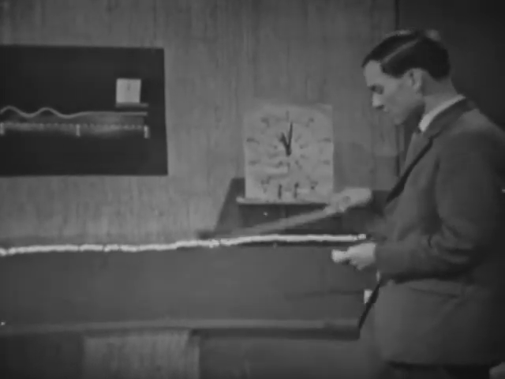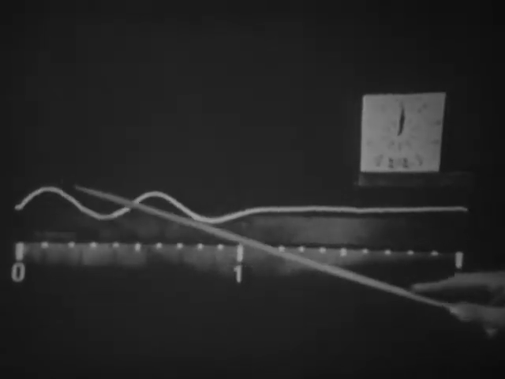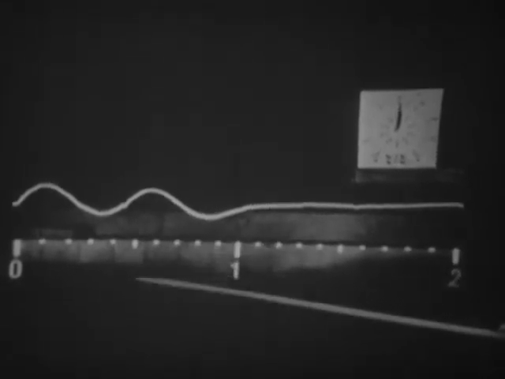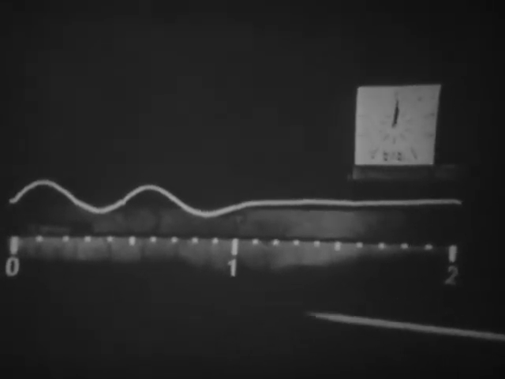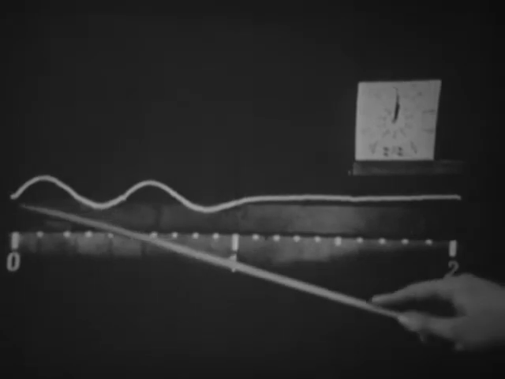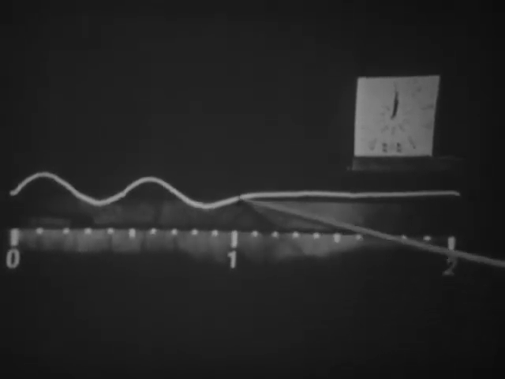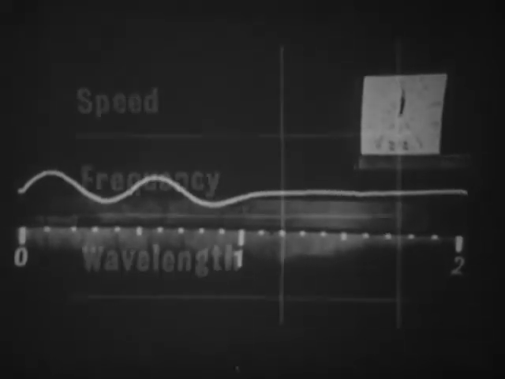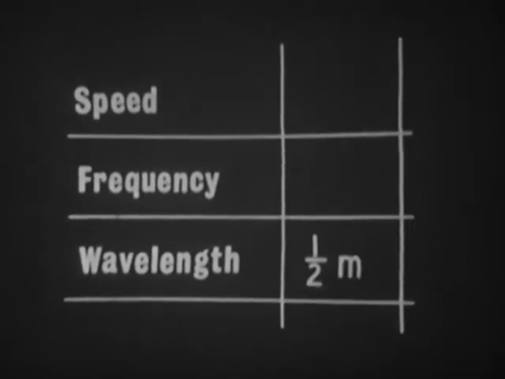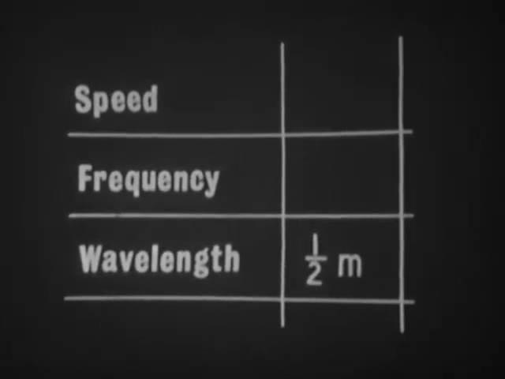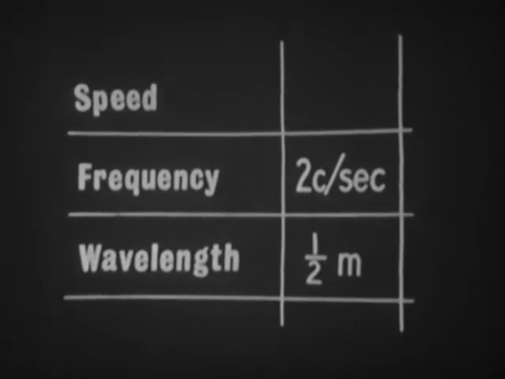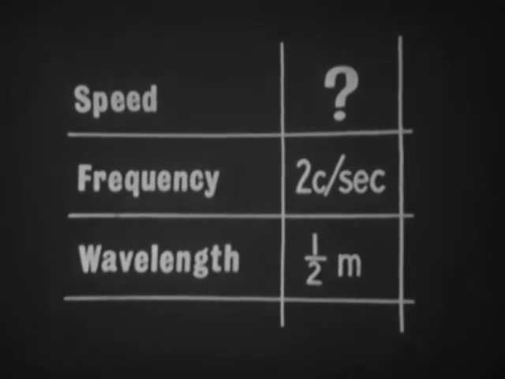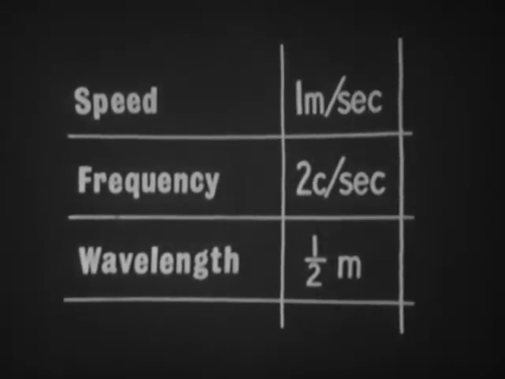Now, first, wavelength. One wave is about 50 centimeters long. That's half a meter. And now at frequency, in 1 second, we have 1, 2 cycles. So the frequency is 2 cycles per second. Here is the information. Wavelength, half a meter. Frequency, 2 cycles per second. Can you calculate the speed? Yes, 1 meter per second.